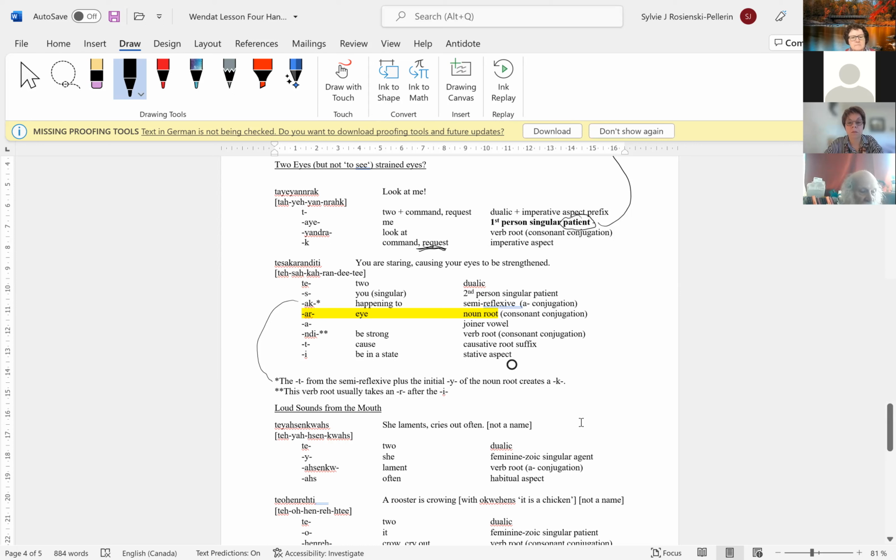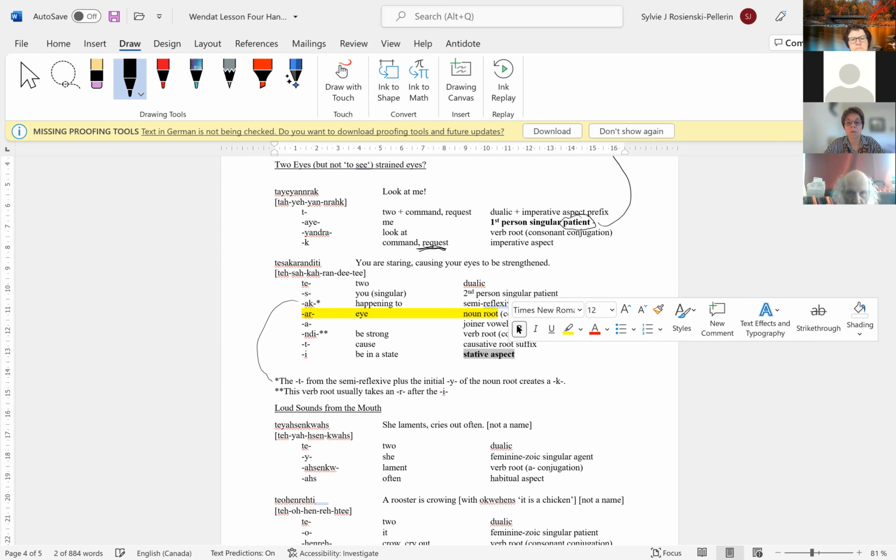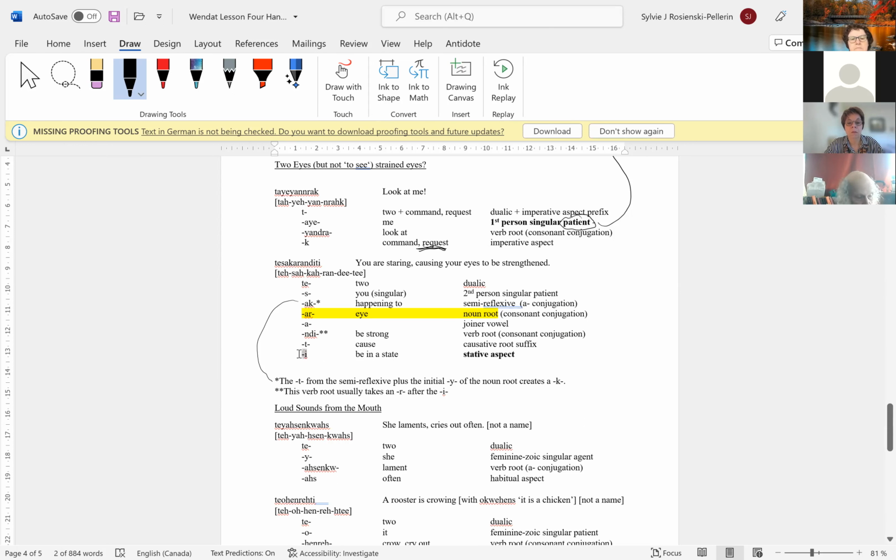And the E is to be in a state, the state of aspect. The E sound like that very frequently occurs, meaning the state of aspect. If you see a word that ends with that sound in Wendat, probably it will be in the state of aspect. It's probably there.